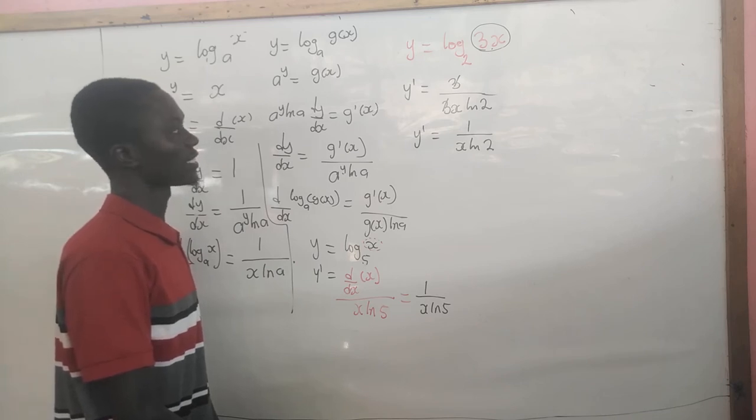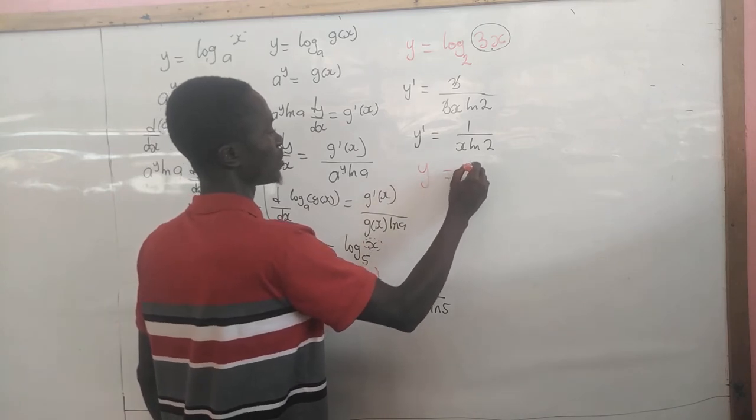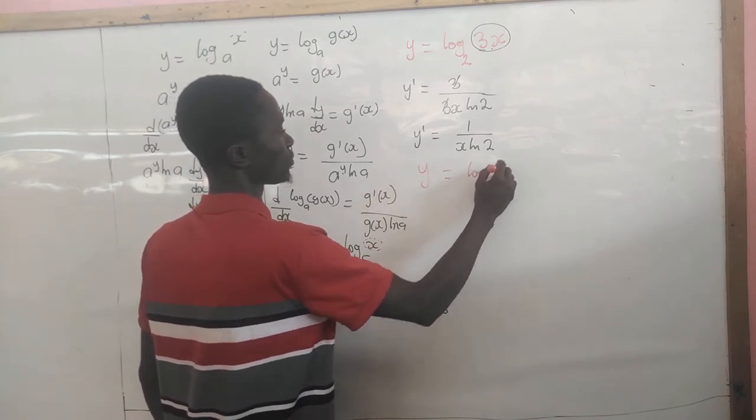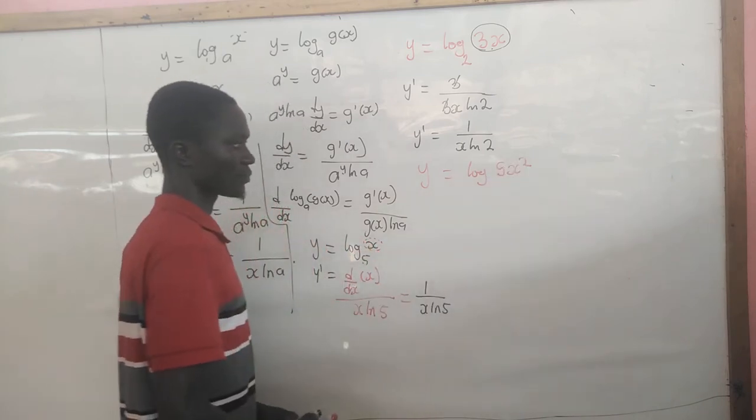Now let's move to the next example. Let's take y equal to natural log of 5x squared.